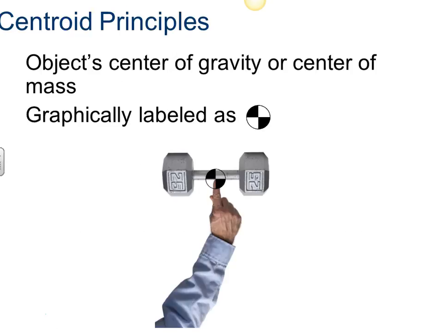We're going to start by looking at centroids. Centroids, as a general concept, are our way of identifying the middle of something, looking for the center. So as we look at some centroid principles, first of all, it's the object's center of gravity, or the center of mass. It's labeled with this symbol, and we can see that if we've got this dumbbell here, we've got a person balancing the dumbbell on their fingertip, and the centroid would be the point where force could be applied, where we would have a balance.